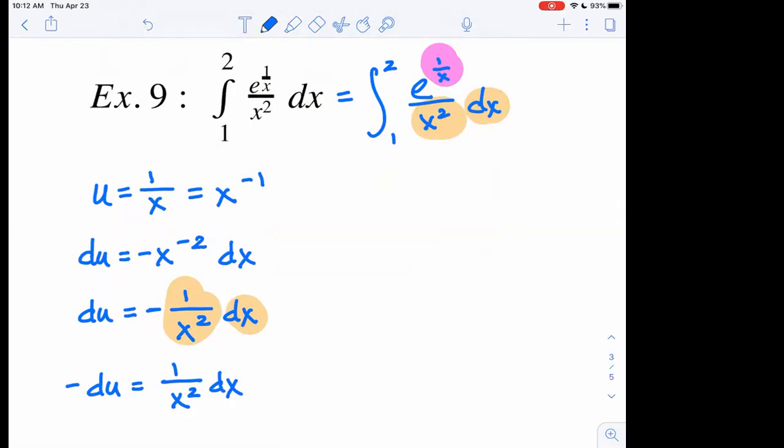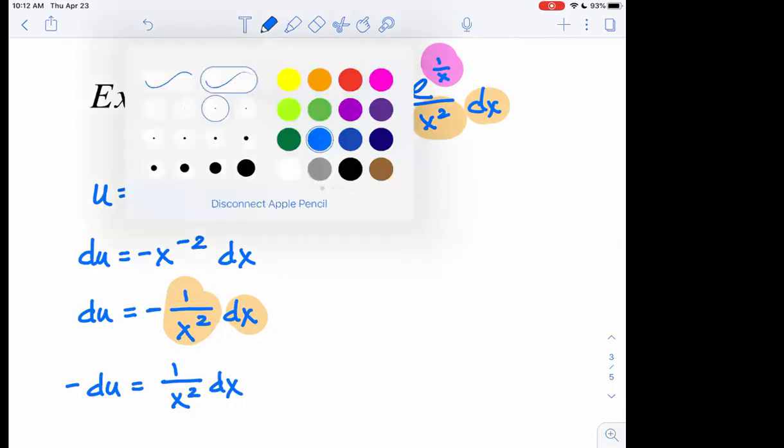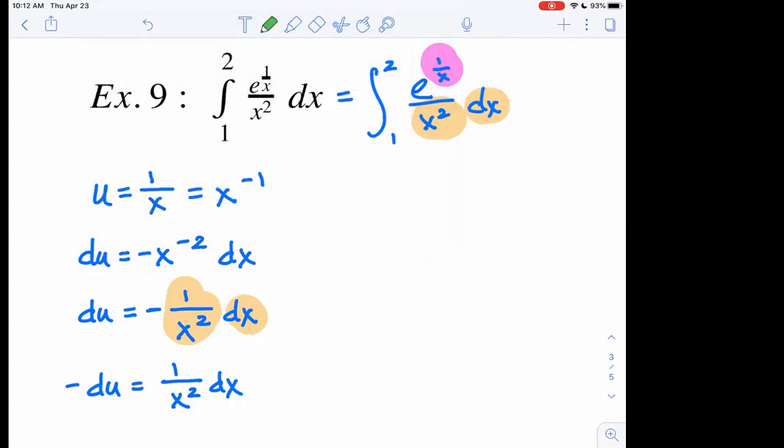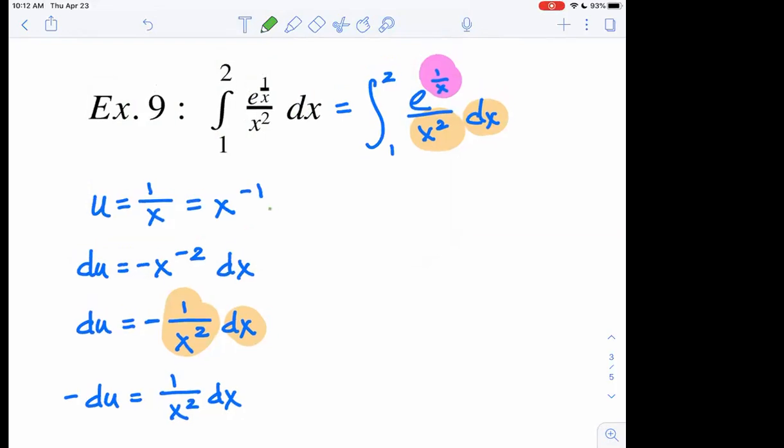Before we move on to the bounds, are there any questions about this u and du? So we're just trying to make it match what's in the original function. Yeah. Okay. Makes sense. Got it. Okay.